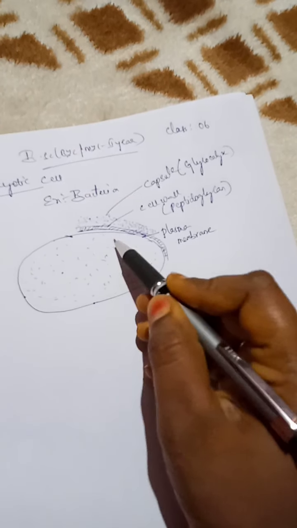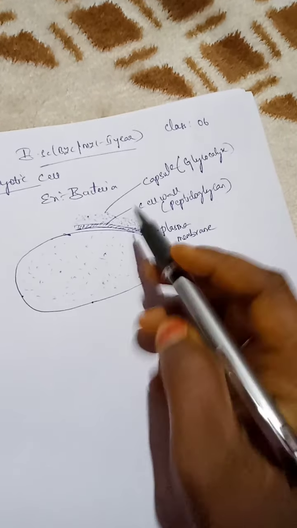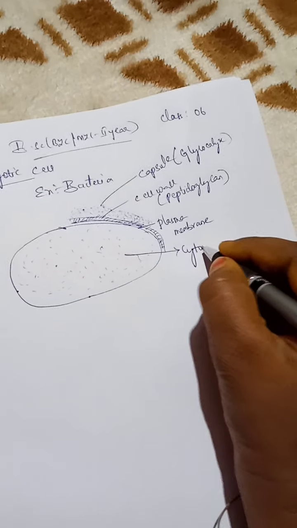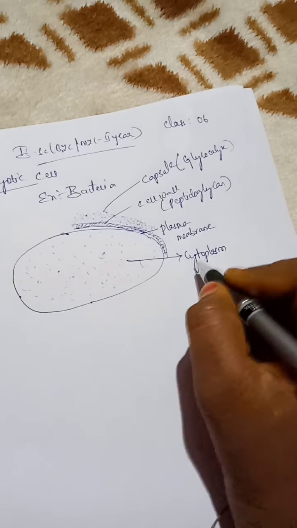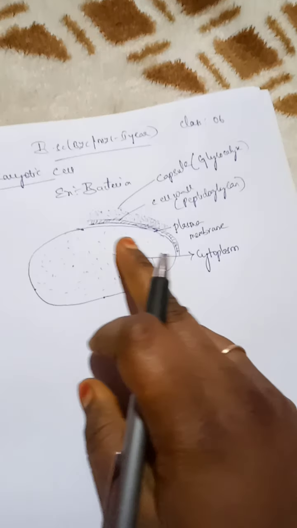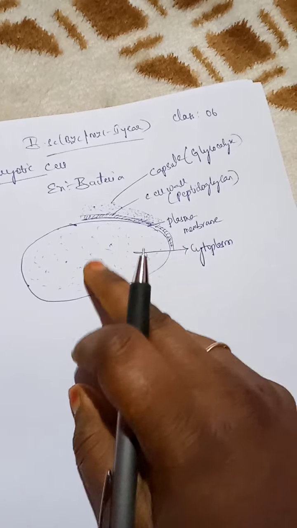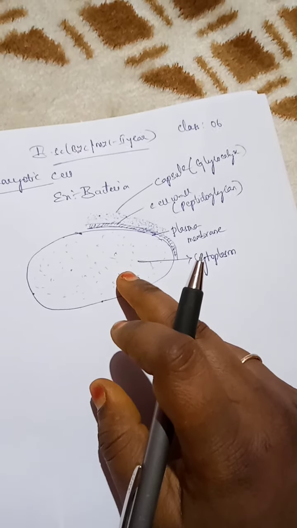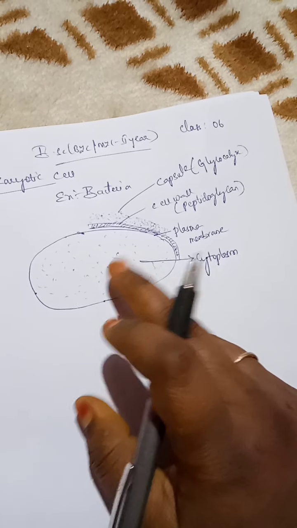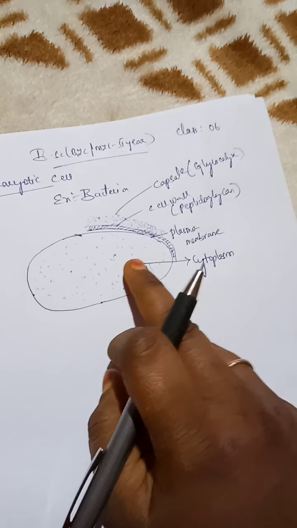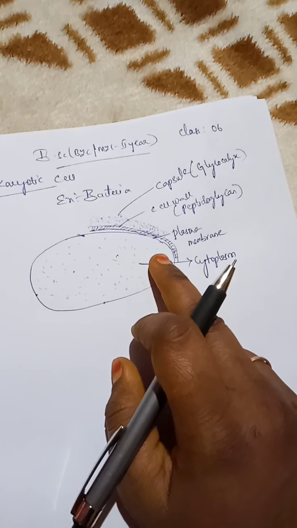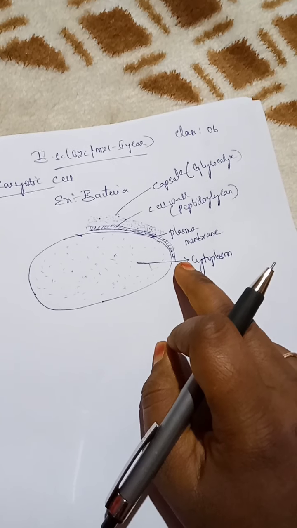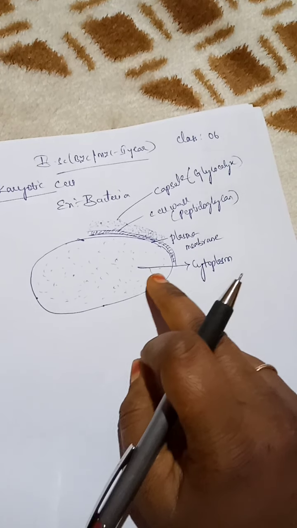First, this is the cytoplasm. The watery, jelly-like substance filling the cell is called cytoplasm. In eukaryotes, the cytoplasm consists of many membrane-bound cell organelles, but these do not exist in the prokaryotic cell. That is the basic difference between prokaryotic and eukaryotic cells. So there are no membrane-bound cell organelles.